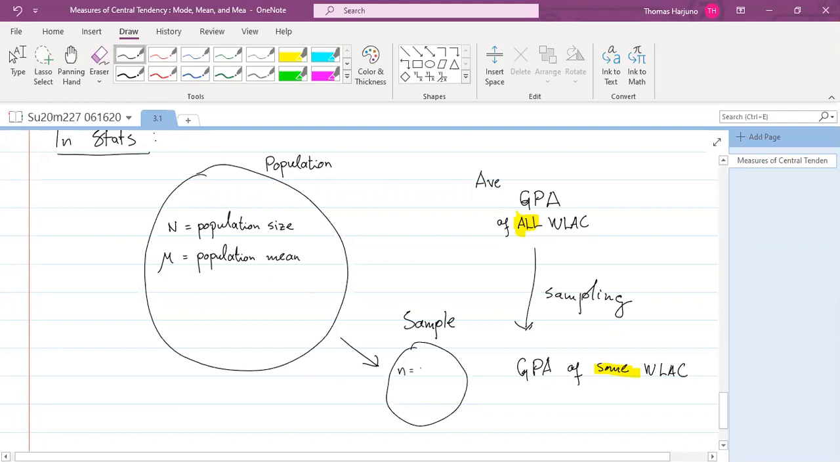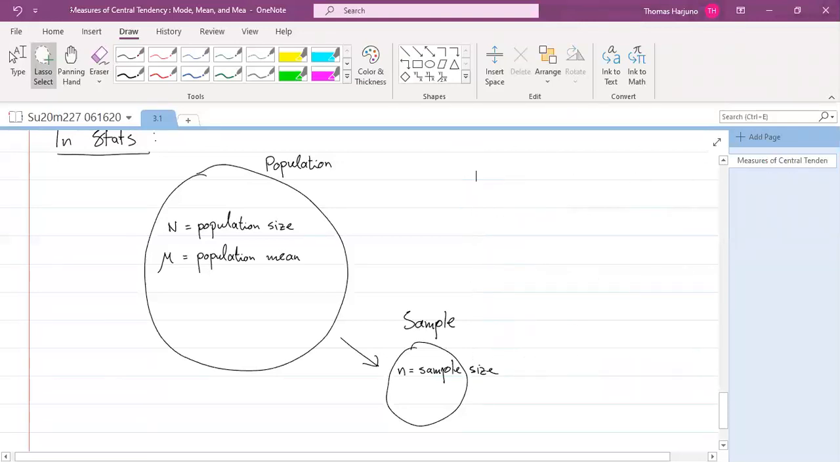The first one is the sample size, denoted by lowercase n. Sample size is denoted by lowercase n. This is capital N. This is lowercase n. Are you with me?